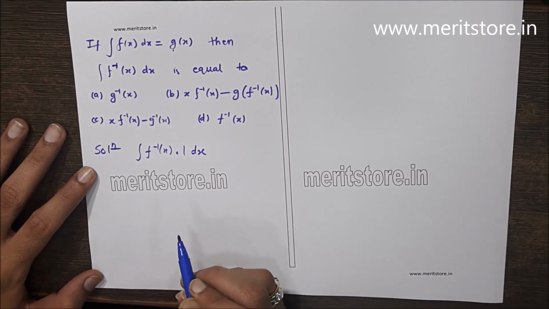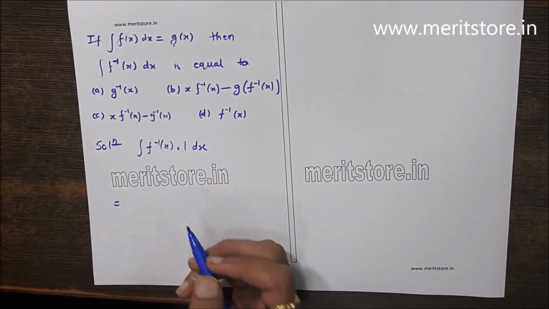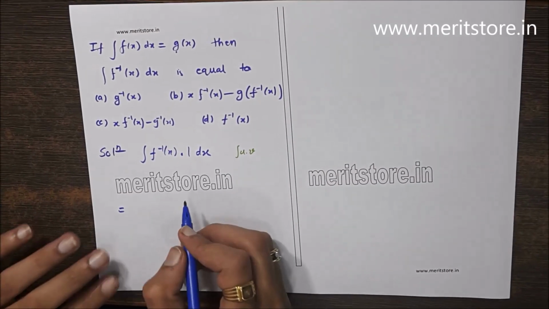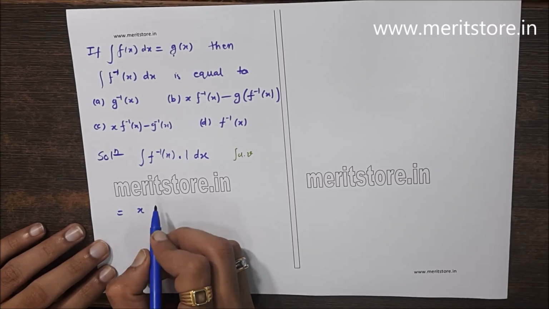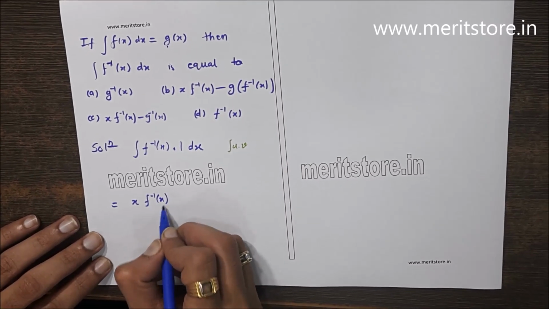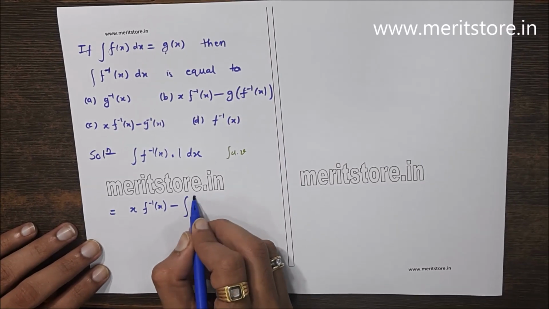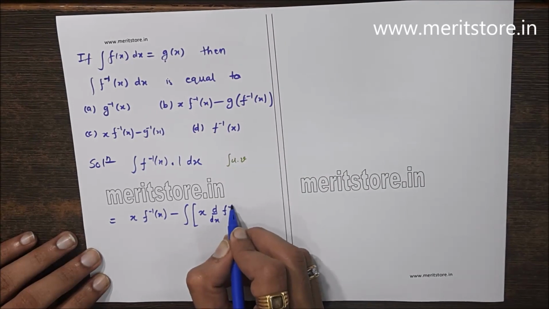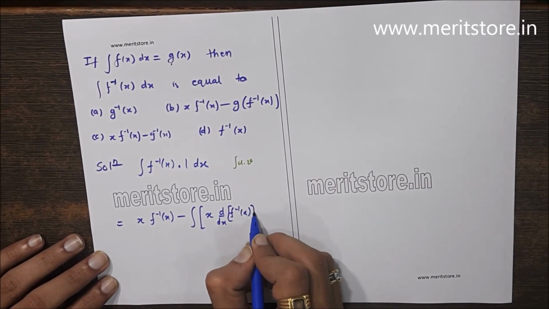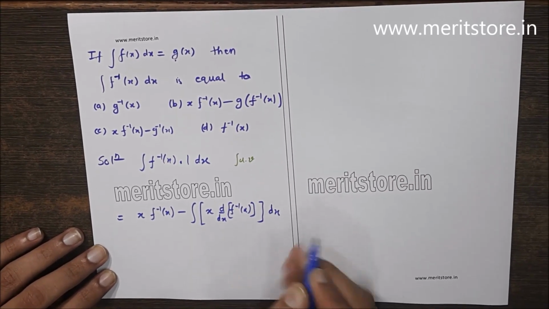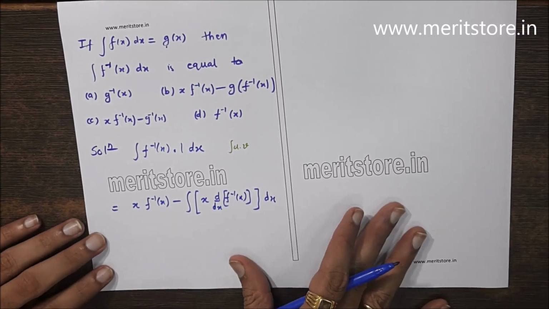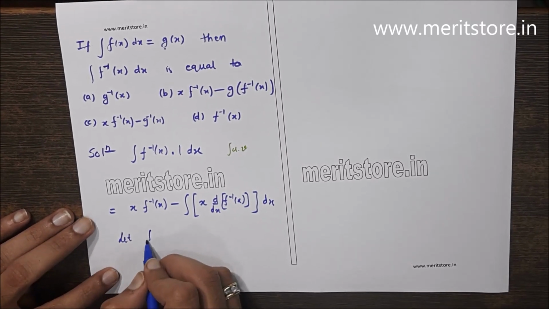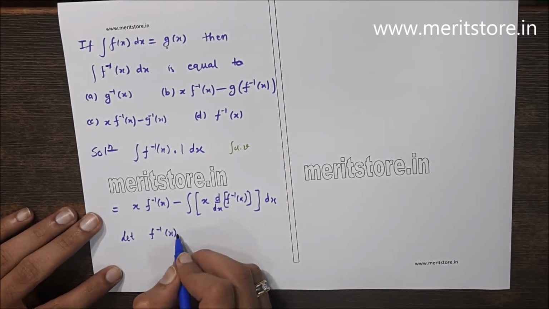Applying the formula of u into v, what we'll get is x f inverse of x minus integral of x derivative of f inverse of x dx. Now for simplification purpose, I am saying that let f inverse of x be equal to t.